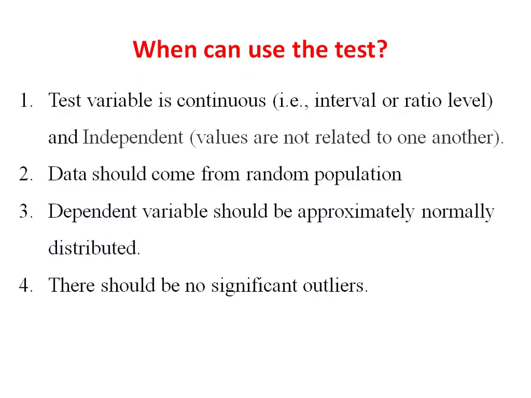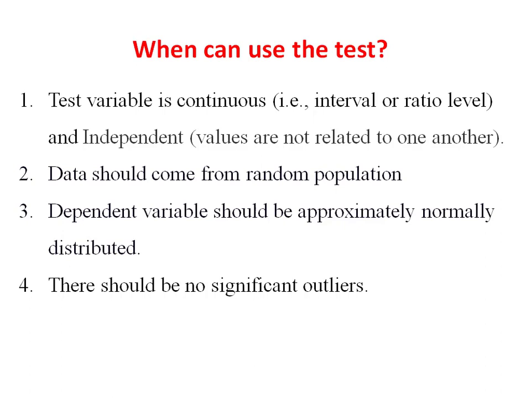When can we use the one sample t-test? That is, the assumptions of the one sample t-test. First assumption: the test variable is continuous in nature. That means our data should be interval or ratio type data, and the data should be independent. That means it should not be related to one another.